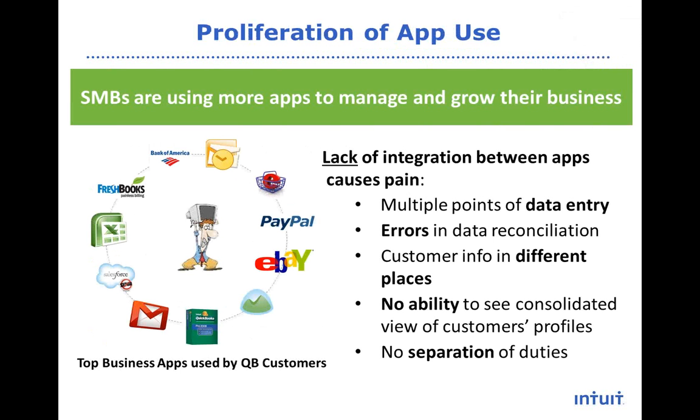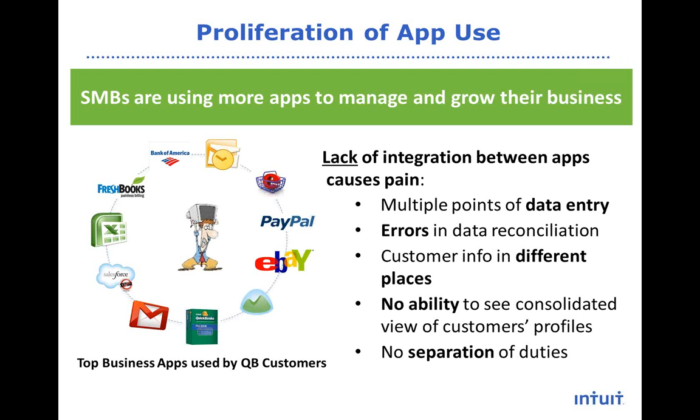Small to medium-sized businesses are using lots and lots of apps to manage their business. When the apps do not integrate with each other, it can cause a lot of problems. Some of those problems are businesses having to enter their data in more than one place, which is inefficient. It's a waste of time if you're entering the same data in 2 systems or in parallel systems, in some cases more than 2 systems.